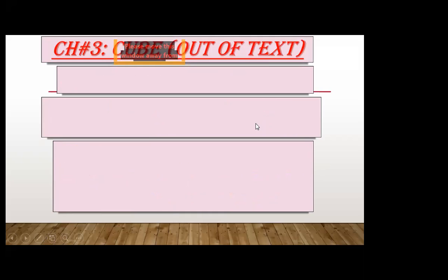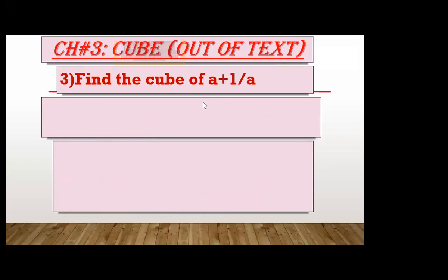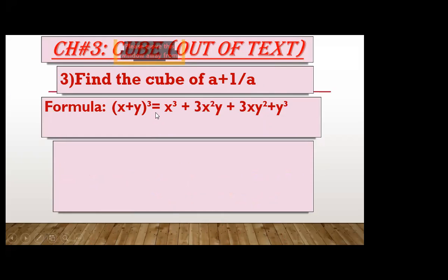Okay, so the next question is, find the cube of a plus 1 over a. Now again the plus question is there, so x plus y whole cube is there. So the formula is x cube plus 3x square y plus 3xy square plus y cube. So here your x is a and your y is 1 over a.